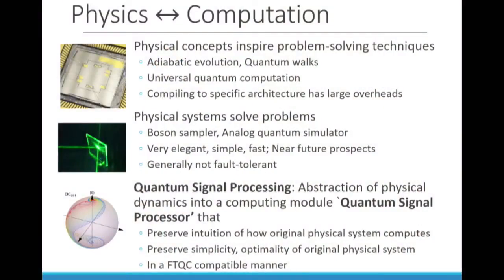However, one issue that they face is that they are not quite as scalable as a universal quantum computer because they are hard to make fault tolerant. So we would like to merge the best of these two worlds. We would like to still maintain the very small constant overheads of exploiting physical systems to perform computations, and maintain the intuition of how they perform, which aids our understanding of how algorithms work. And in doing so, perhaps the final algorithms will be simple and very fast. We would also like to perform this map in a way that is compatible with fault-tolerant quantum computation. So this is the idea of quantum signal processing, the abstraction of physical dynamics into a computing module, which we call a quantum signal processor, that allows us to do all that.